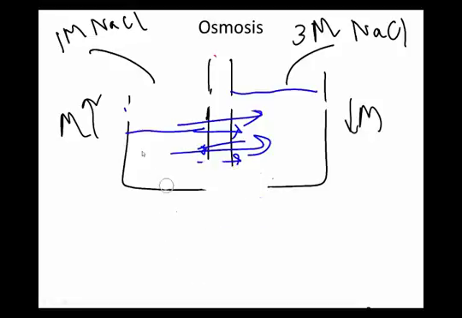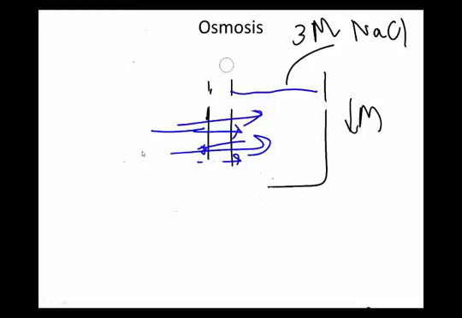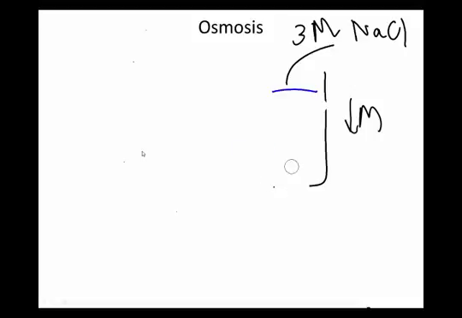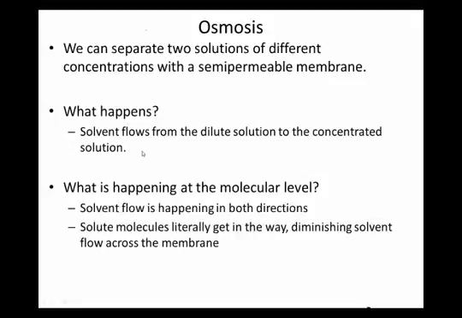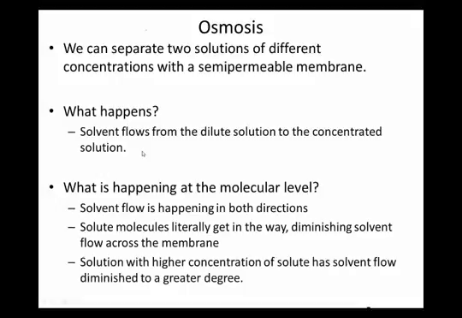And that's basically the pressure of osmosis. Osmosis is always going to move solvent from the side with the lower concentration to the side with the higher concentration. You can think of it as trying to dilute out that higher concentration. So, there we go. Solvent is moving in both directions. Solute molecules literally get in the way. And so, a solution with a higher concentration has solvent flow diminished to a greater degree. Net flow is always from dilute solution to concentrated.